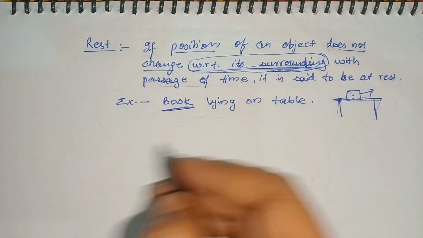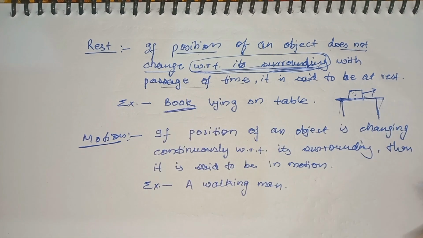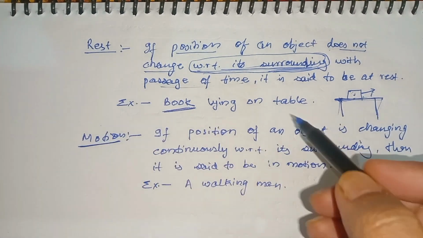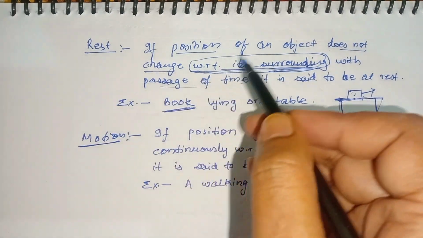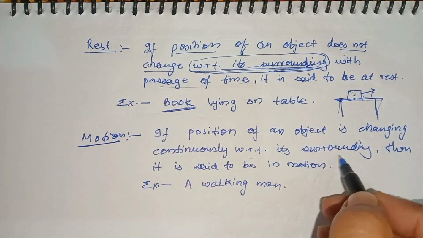Okay, now the next topic, motion. Just opposite of this, if the position of an object is changing continuously with respect to its surrounding, it is said to be in the state of motion. Here the definition is just reverse. In rest, what we saw, the position does not change. Here the position changes with respect to its surroundings.